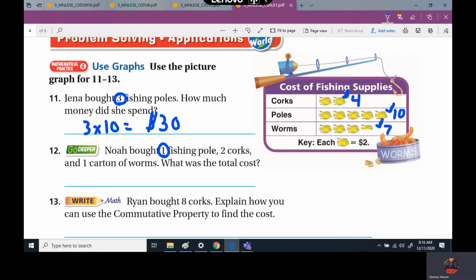Noah bought 1 fishing pole, 2 corks, and 1 carton of worms. So 1 fishing pole, $10, plus 2 corks at $4 a piece. So what's 4 plus 4? 8. And 1 carton of worms at 7. Well, I know 8 plus 7 is 15. 15 plus 10 is 25.